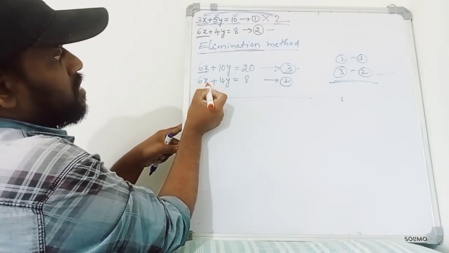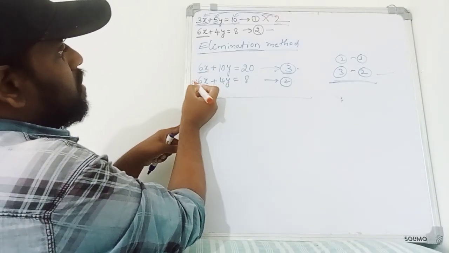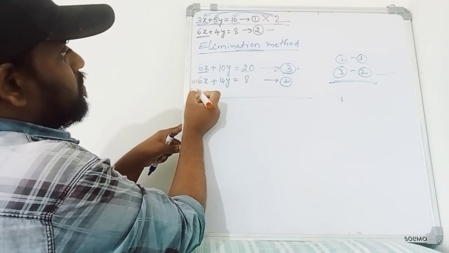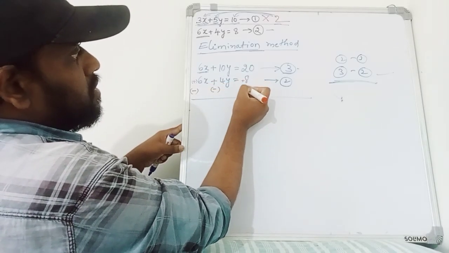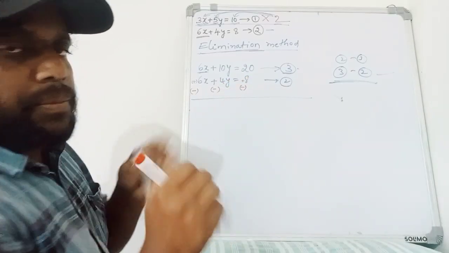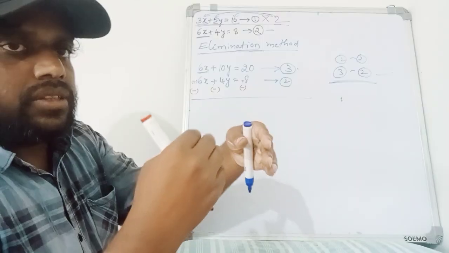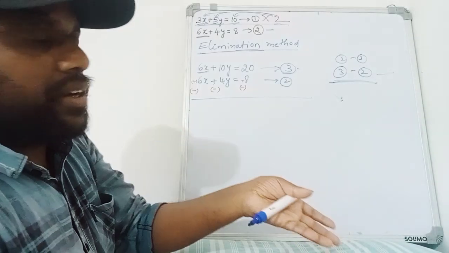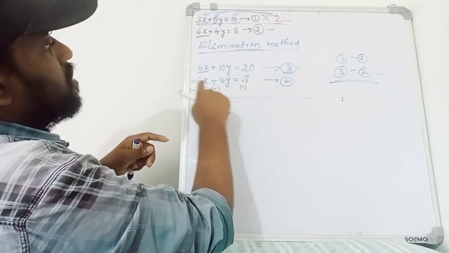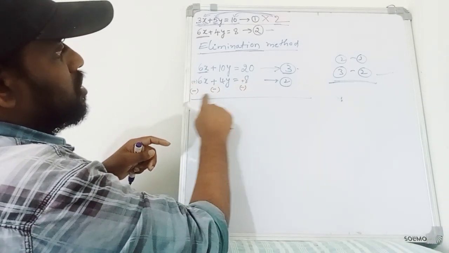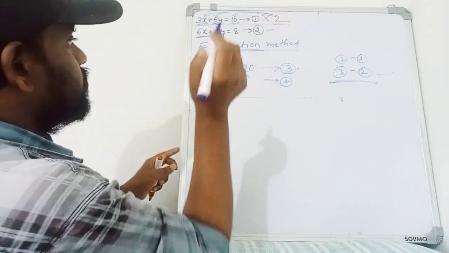That means here 6x is there, nothing is there means plus is there. So the sign will change, plus will become minus. Here plus is there, that will become minus. Here nothing is there means plus is there, so plus becomes minus. While subtracting, the signs of the terms of the second equation, the one that is going to get subtracted, will change like this: plus becomes minus, minus becomes plus.